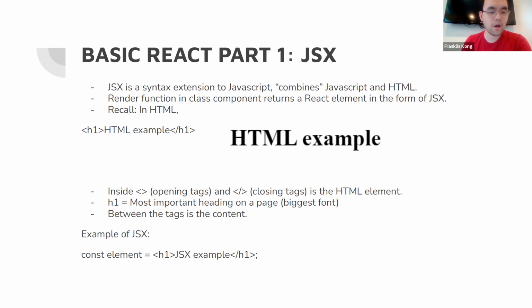And now you see on the bottom, we have an example of JSX. It's pretty similar. You basically assign the HTML element to a const variable in JavaScript. Now, a const variable in JavaScript is a variable that cannot be changed once it is initialized, so you can't reassign it to anything else. And so here, the HTML element that's being assigned is actually called a React element. That's what JSX is.